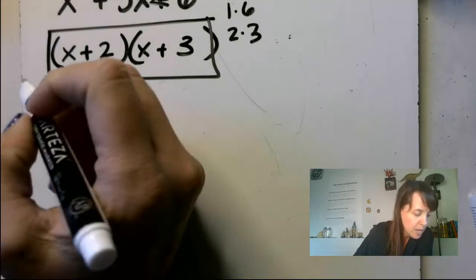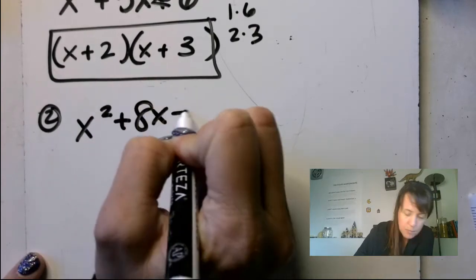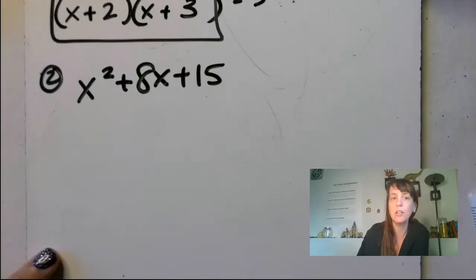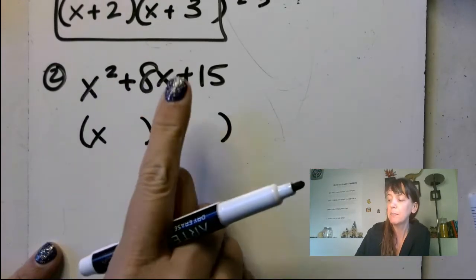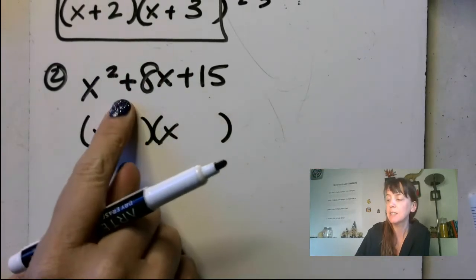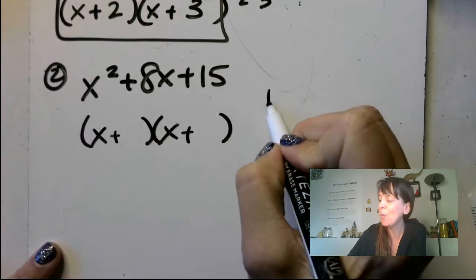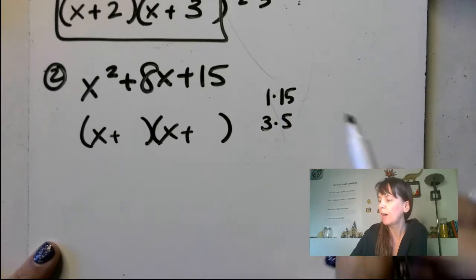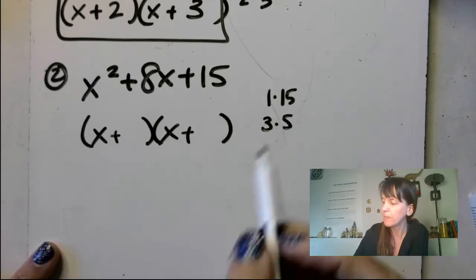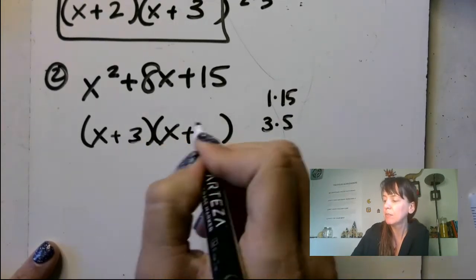Let's look at number 2. You have x squared plus 8x plus 15. First step, bubbles. Second step, x's. Third step, look at this, same sign. This says positive, positive. Factors of 15: 1 times 15, 3 times 5, and 5's already on board, so we're good. I need 8. Well, a positive 3 and a positive 5 will give me an 8.